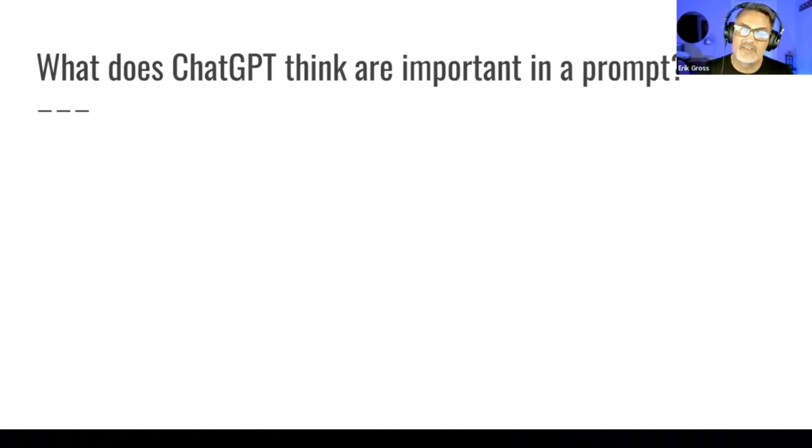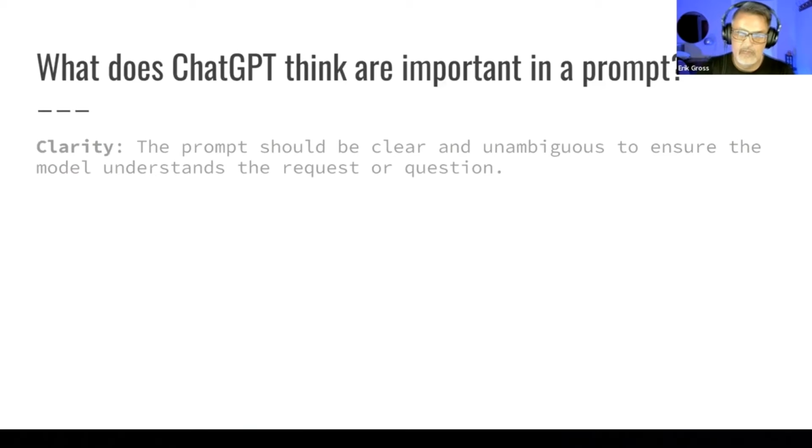From the point of view of this language model, because ChatGPT is a language model, right? What does it consider important in that initial text you're going to give it? That initial prompt that says, hey, I want you to make a bunch of responses for me. I want you to make some text for me. What does it care about receiving?